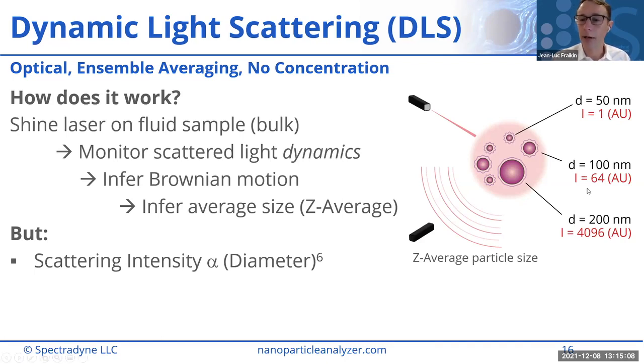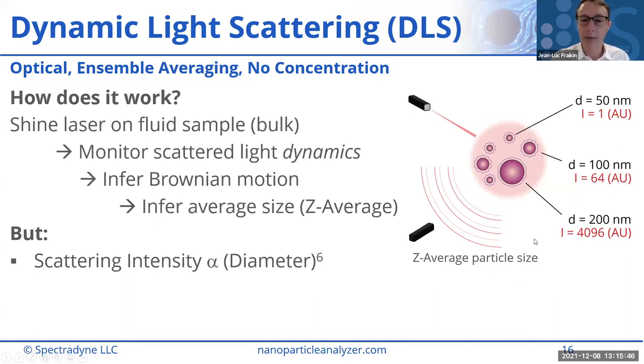And so up here on the right, I've picked out a few examples. Suppose we normalize to the intensity from a 50 nanometer particle. We'll call that one arbitrary unit of scattering intensity. If we go up twofold to a 100 nanometer particle, that's already scattering 64 times the light intensity of the 50 nanometer particle. And if we go up again to 200 nanometers, this is not a broad size range, but if we go up just to 200 nanometers, now we're scattering 4,000 times as much light from a 200 nanometer particle as a 50 nanometer particle.